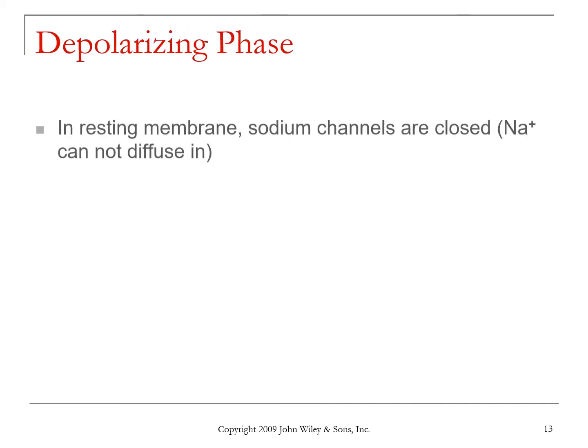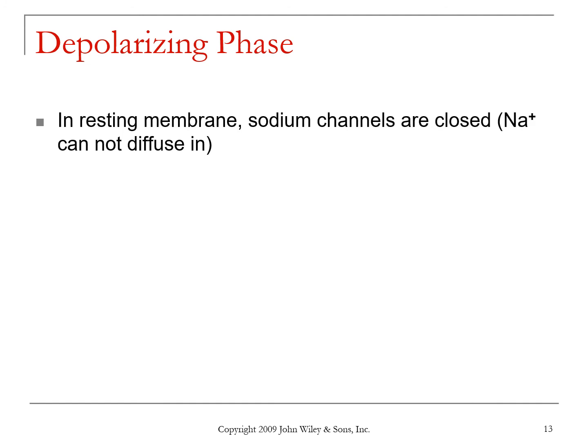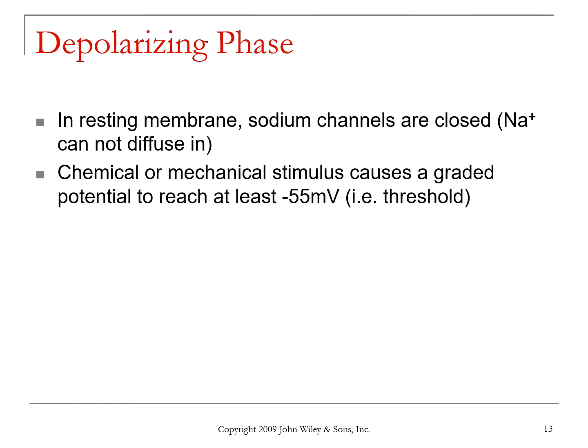So before a neuron can experience an action potential, it has to be in its resting state. With the resting membrane potential, sodium channels are closed and sodium cannot diffuse in. This allows for the initiation of depolarization, where a chemical ligand or mechanical stimulus causes a graded potential that depolarizes the membrane to at least minus 55 millivolts, or the membrane reaches its threshold value.